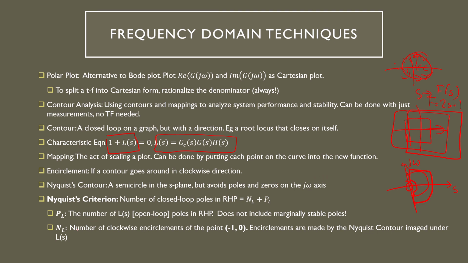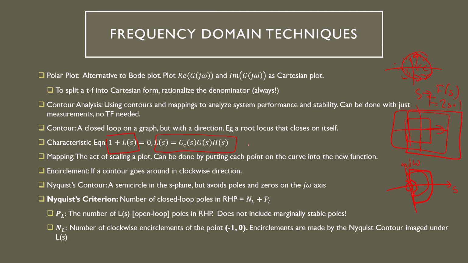So what is PL? PL is the number of L(s) open loop poles in the RHP. This does not include marginally stable poles. This is very important. In every other stability criterion we said marginally stable is unstable. For the case of Nyquist criterion, it doesn't include those. So any open loop poles in the RHP are counted as PL.